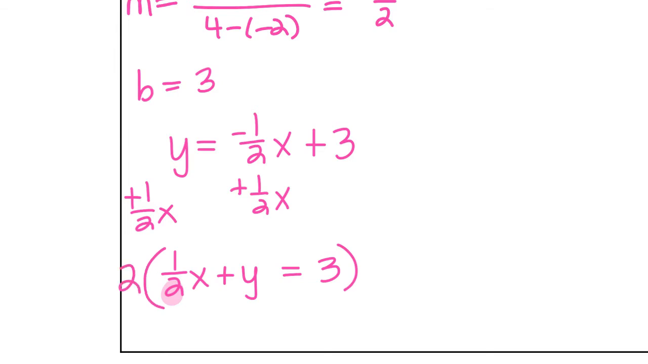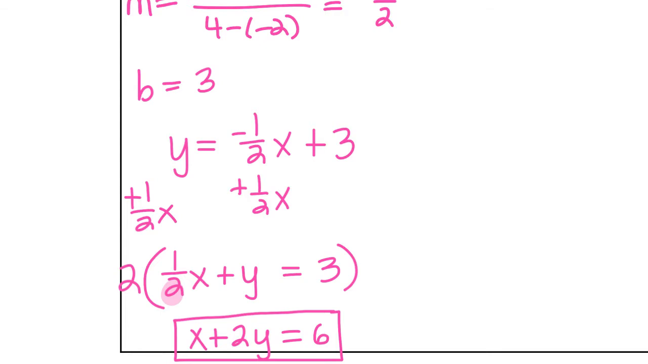And when you do that, 2 times 1/2 gives you 1. So this is 1x. We're not going to write the 1. Then 2 times y gives you 2y equals, and lastly, 2 times 3 gives me 6. So that's the equation in standard form.